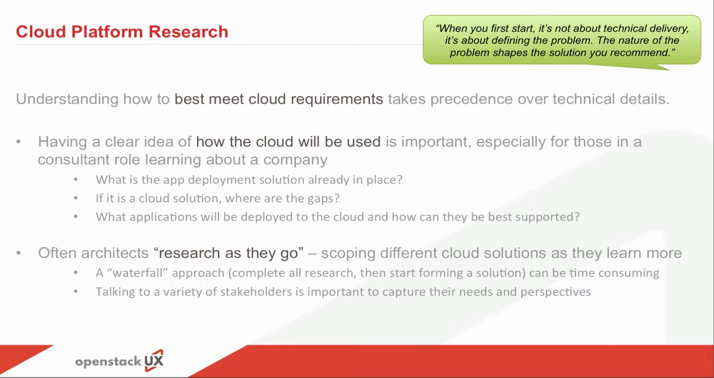In doing research, we heard from participants that this was something that they just did as they went along. It wasn't like a waterfall approach where they did heads down, finding all the information that they can possibly find, and only then think about recommending a solution. It was something that changed scope as they talked to more people. A variety of stakeholders are often involved. And that's important to make sure everybody's needs and perspectives are captured by the architect so that they come up with the best solution for everybody.